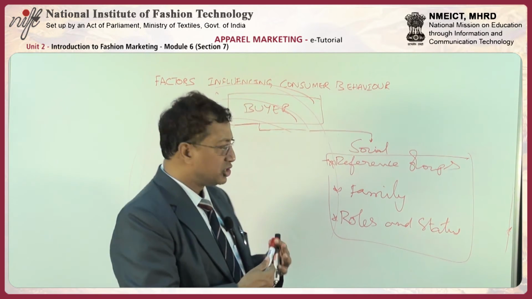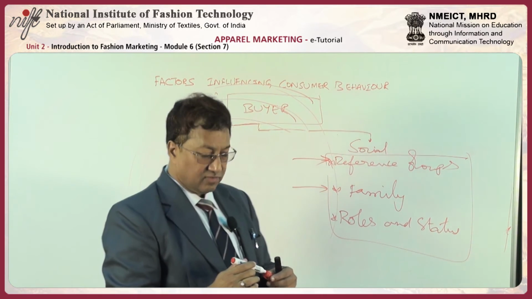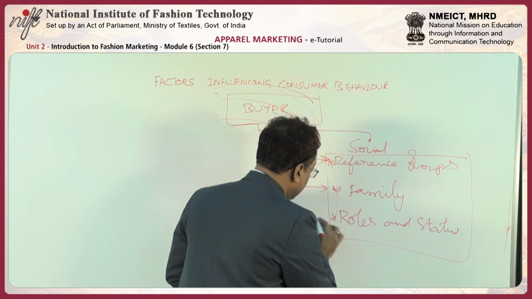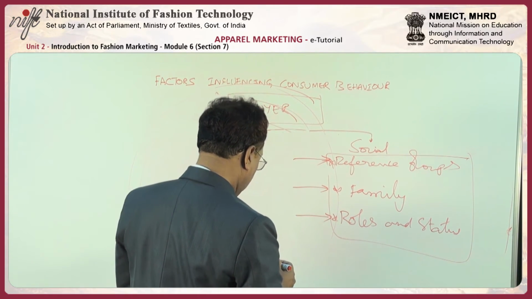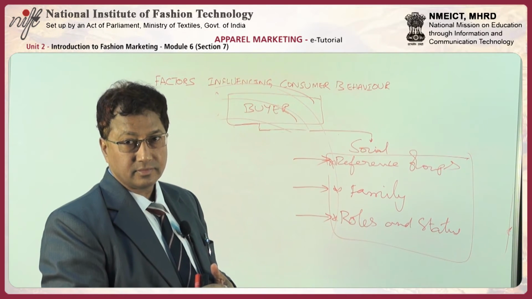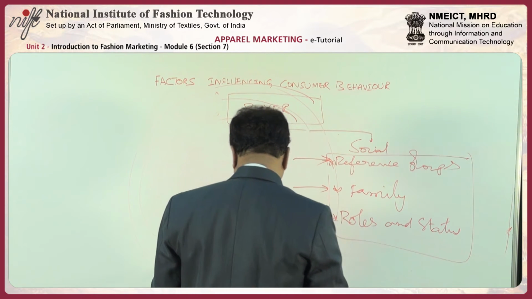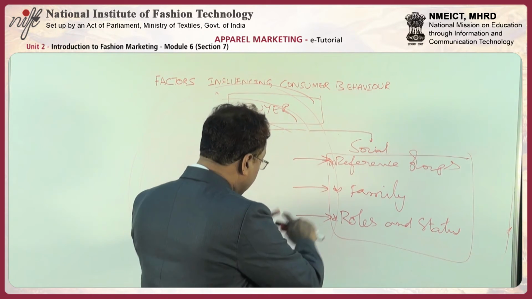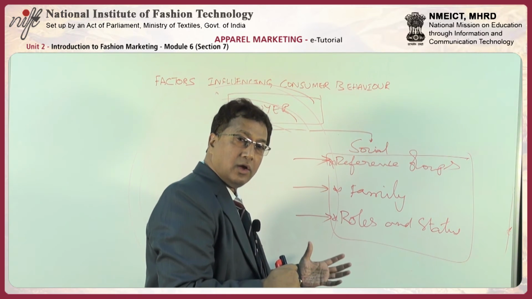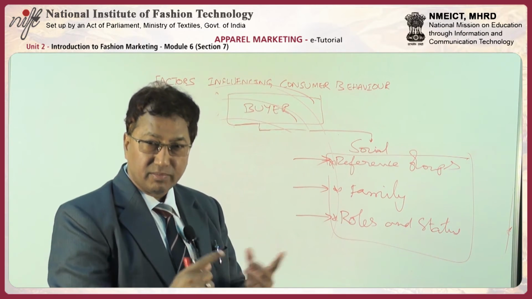Having understood the reference groups, having understood the family and its influence, now is the stage to understand the importance of roles and status on the consumers. The roles are the activities people are expected to perform according to the persons around. The role or the activities that are expected from a person based on the people around.